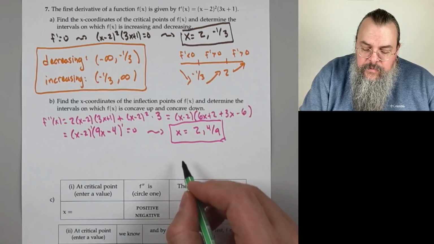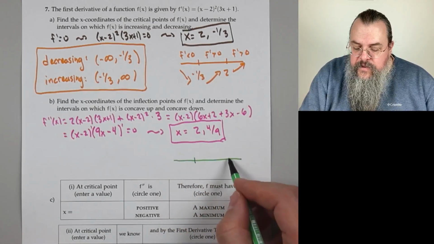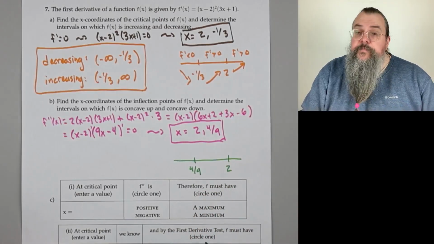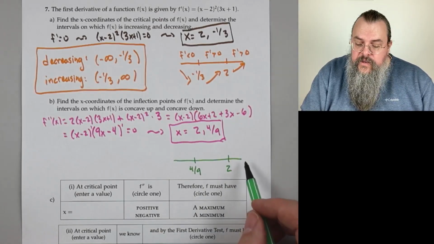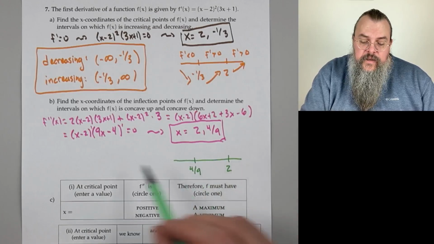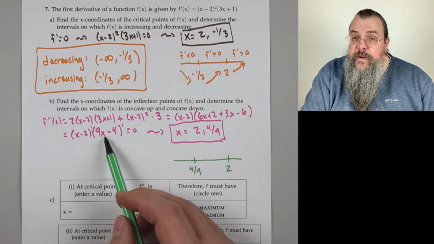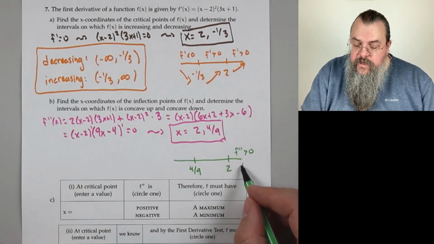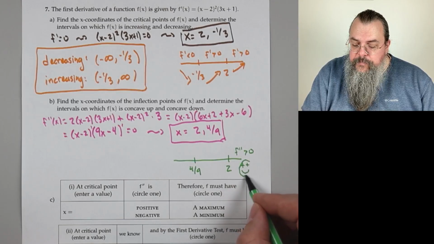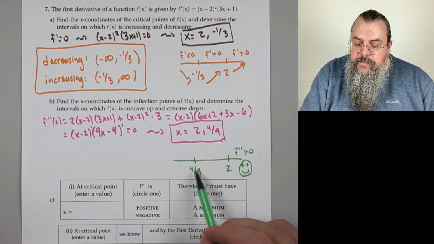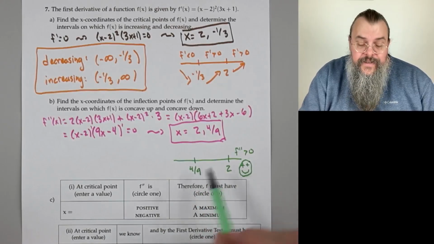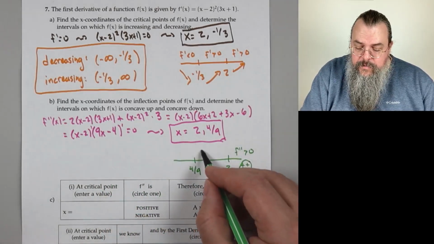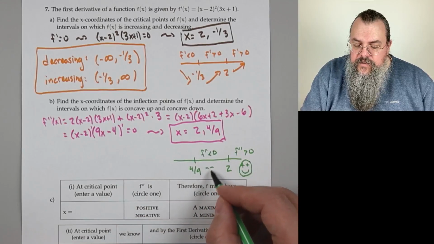All right, so we mark. We have 2 and 4/9. Well, 4/9 is smaller than 2. So we'll mark here and there. Say, all right, well, pick a value. I'll pick something bigger than 2, 3. 3 minus 2 is positive. 27 minus 4 is positive. So that says your second derivative is positive. So we are concave up. All right, between 4/9 and 2, well, we could pick 1. 1 minus 2 is negative, and 9 minus 4 is positive. So f double prime is negative, which means that we're concave down.